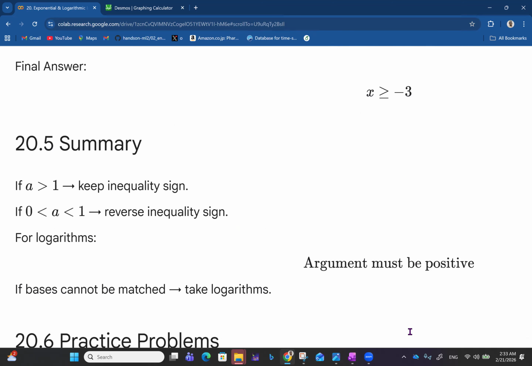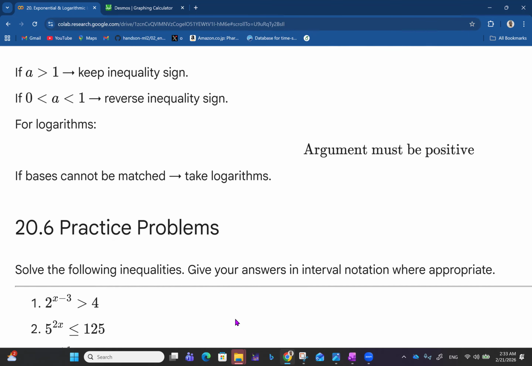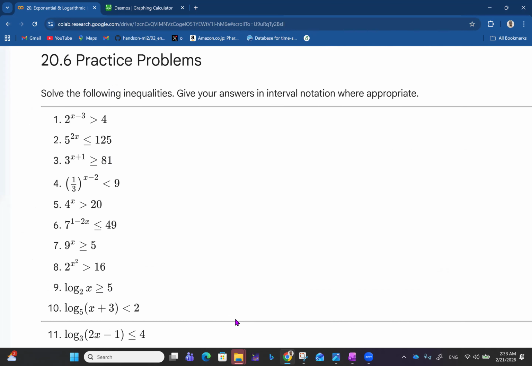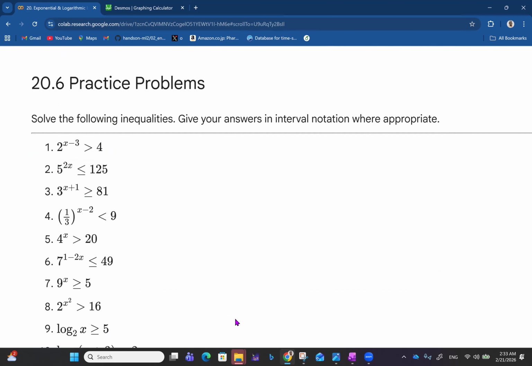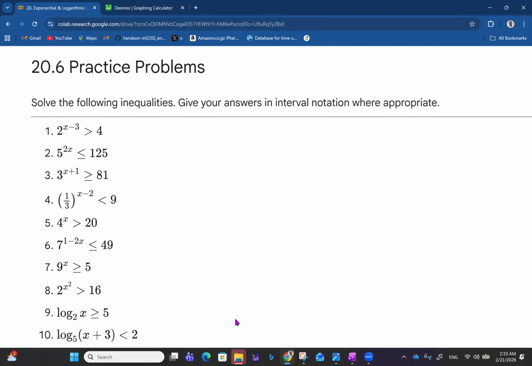So in summary, if a is greater than 1, we keep the inequality sign. And if a lies between 0 and 1, we reverse the inequality sign. For logarithms, the argument must be positive in addition. If bases cannot be matched, we can take logarithms. So that's what we've seen so far. And it is a kind of summary of all the methods you have applied in solving logarithms and indices previously. Okay, so solve the following inequalities. Give your answers in interval notation where appropriate.